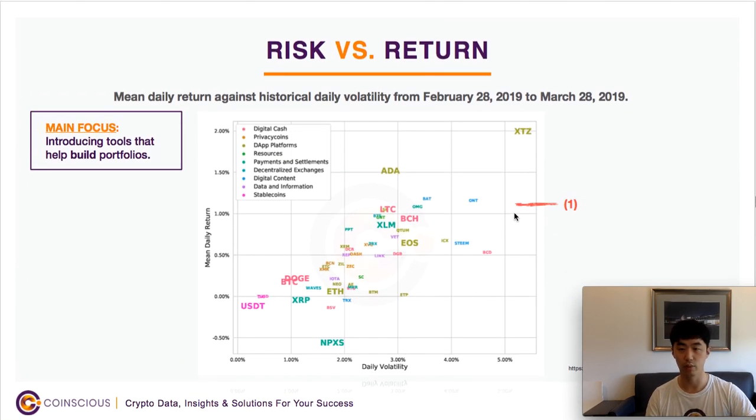Here we see that first, when we look at this red line, which is slightly above 1% of mean daily return, we see there are 4 coins: Litecoin, Omega, BAT, and Ontology. They all have a similar daily return level. However, we can see that Litecoin and BAT have the least daily volatility. So this tells us that if I were to consider a return level slightly above 1%, then I would choose the one that has the least volatility.